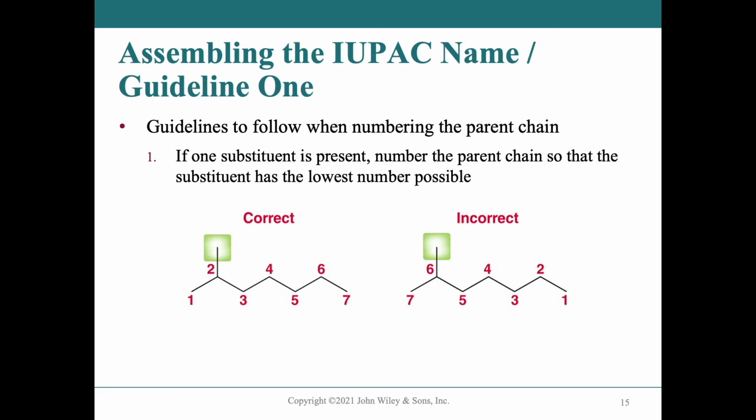All right, and so I just said this in the last slide: if one substituent is present, the numbering of the parent changes so that the substituent has the lowest possible number. So it's definitely not going to be this one because here your substituent is on the 6th carbon. It's going to be this one where the substituent is on the 2nd carbon, and this is a heptane. The substituent is a methyl group. So this one's going to be 2-methylheptane.